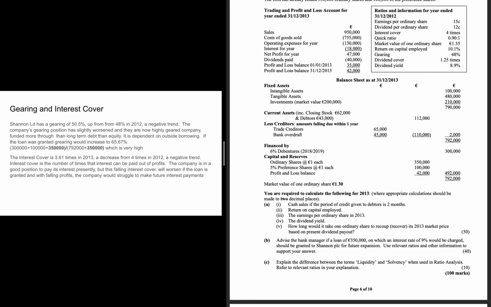Or it's going to get bad. So it will worsen if the loan is granted, and with falling profits, the company might struggle to make future interest payments. So again, keeping that negative tone in relation to the loan.